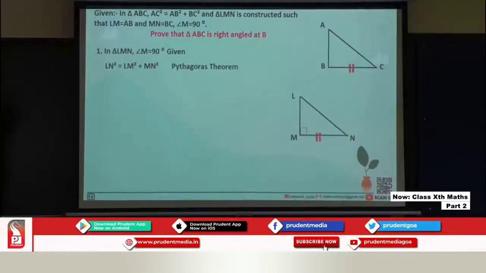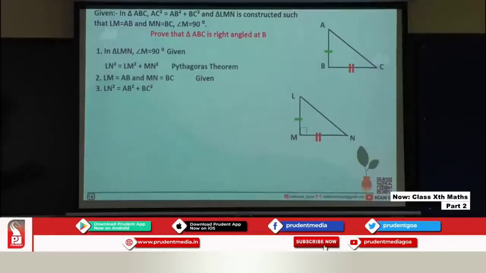Next, we are also given that BC was equal to MN and AB was equal to LM. Based on that, we drew these triangles, right? So this was already given. All I will do is write it. LM is equal to AB, MN is equal to BC, given.